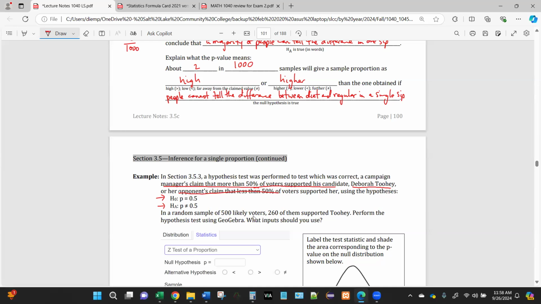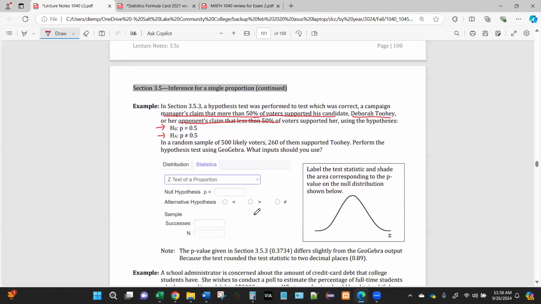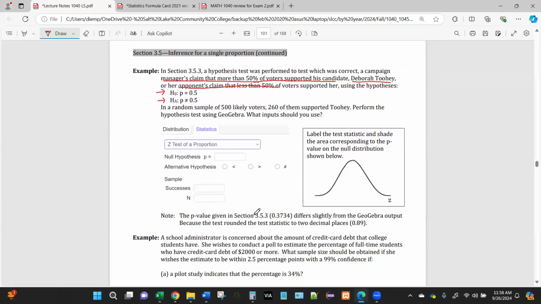So we have our hypotheses, and now we need our sample, right? If you don't have actual data, then you can't really go beyond writing out hypotheses. So we do have a sample. There were 500 likely voters, and 260 of them were in the success category, right? Success here is supporting Toohey. So what is that p-hat? p-hat is 260 out of 500.